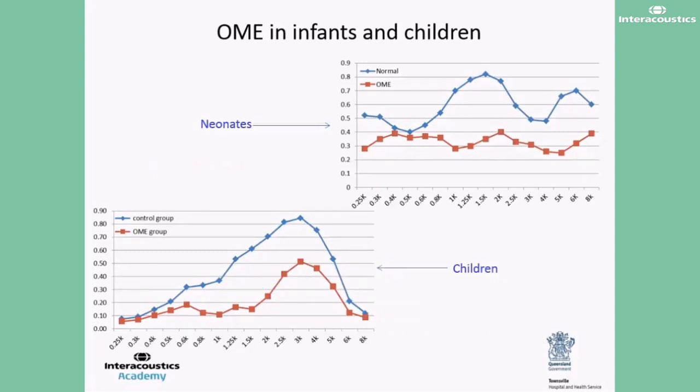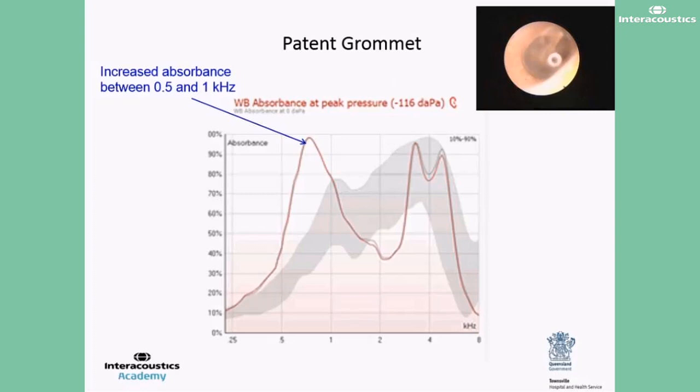Let's look at the next condition, which is a patent grommet. Wideband absorbance can be useful in the determination of the grommet status when in the presence of grommets. The typical pattern found with a grommet in situ is increased absorbance in the mid to high frequencies, especially between 0.5 to 1 kHz with a patent grommet.